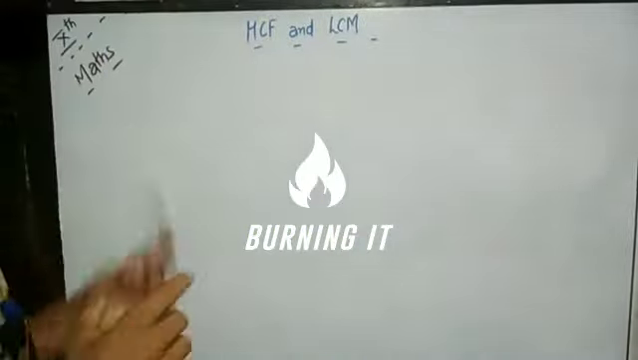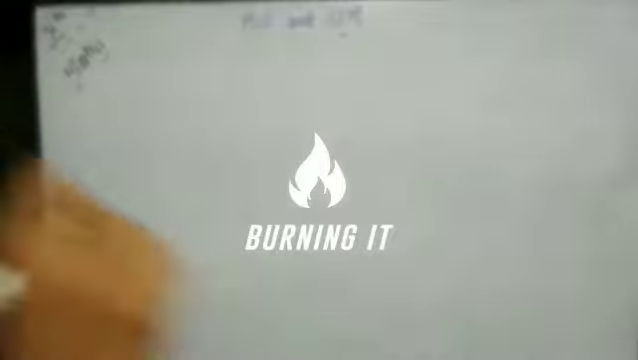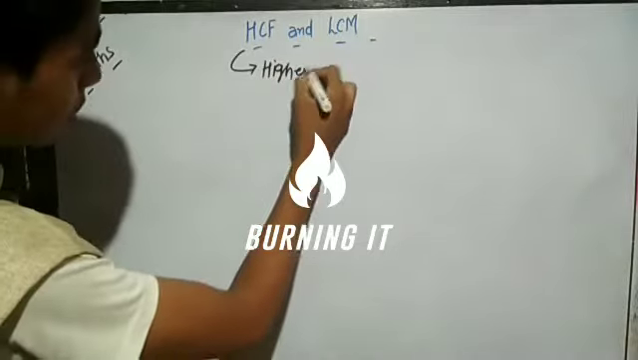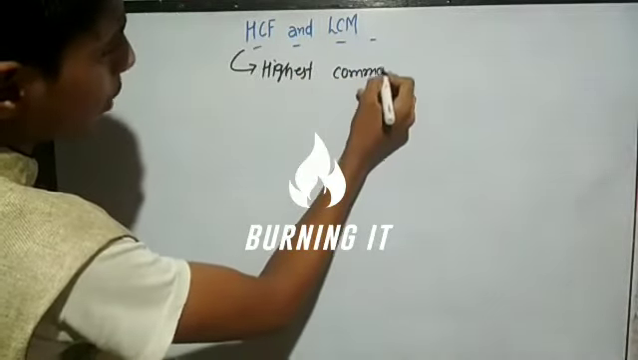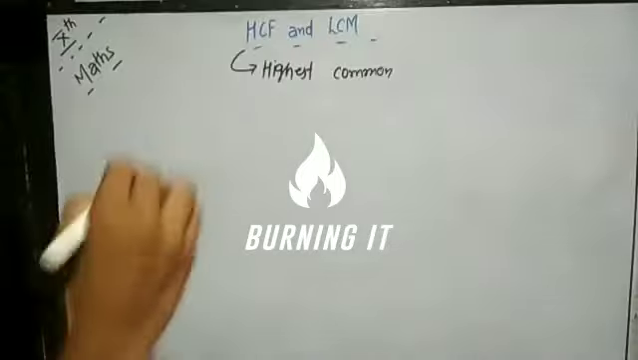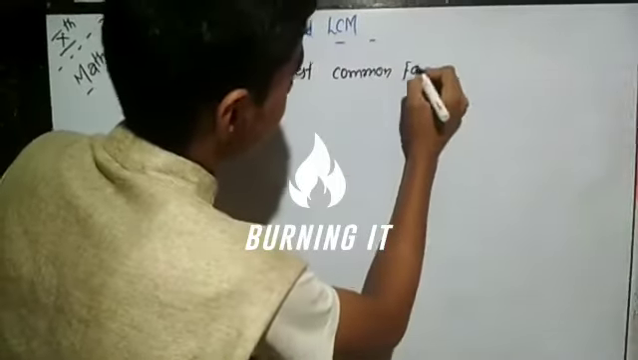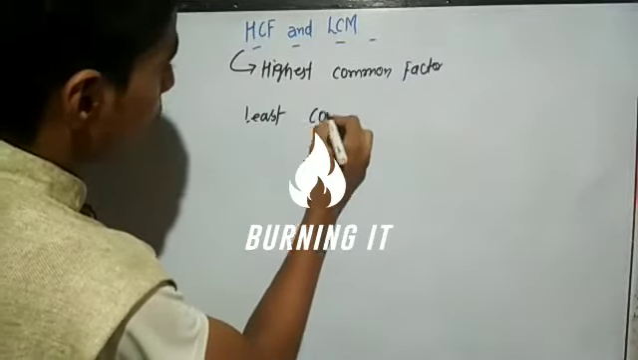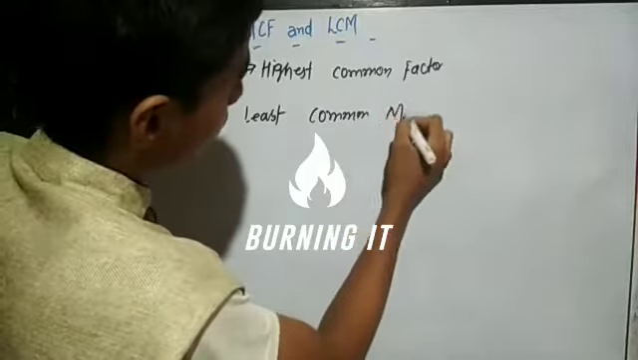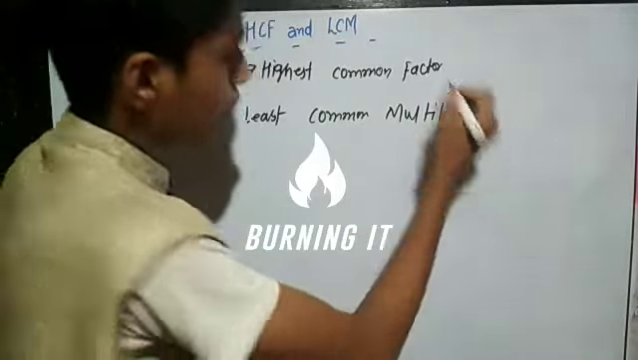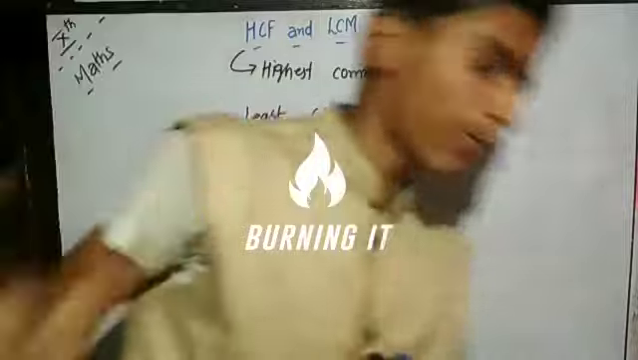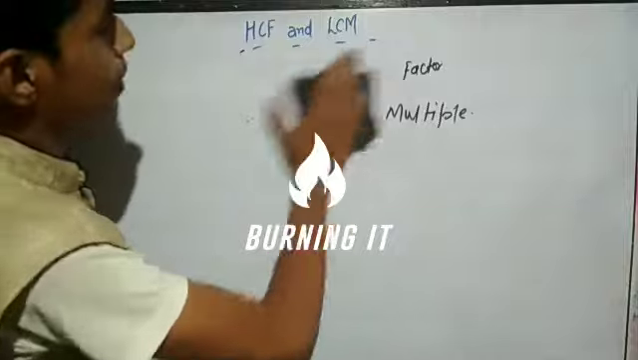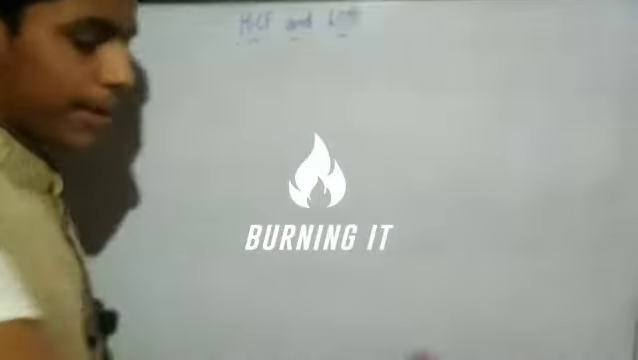So let's start. First of all, we need to know the full form of these two terms. What do you mean by HCF? As we all had already studied in our basic classes, HCF means highest common factor, whereas LCM means least common multiple. So these two pieces of information are very essential for us. Let's discuss how we have to find the HCF and LCM in a word problem.